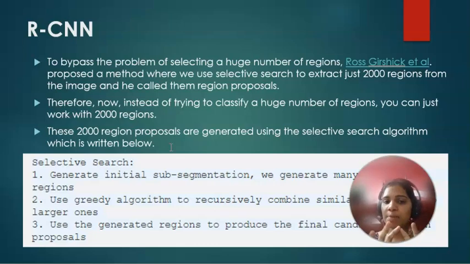Initially there will be a sub-segmentation of the image. Then, using a greedy algorithm, we recursively combine the similar regions into larger ones. Similarly, we use the generated regions to produce the final candidate region proposals. Region proposals mean these regions contain the objects that we want to detect.